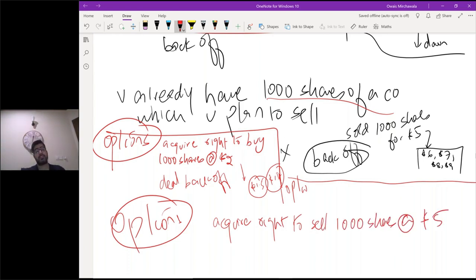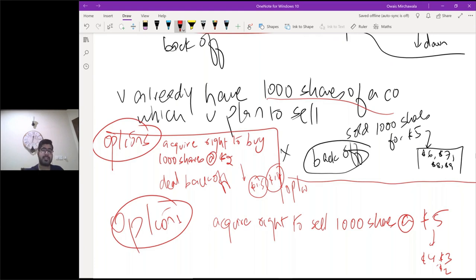You didn't sell shares. You just got a right to sell shares at $5, on the condition that it's a right, not an obligation. If the price starts going down to 4, 3, 2, I have already acquired the right to sell 1,000 shares at $5. I will exercise my right and sell shares at $5, because the prices have started going down.